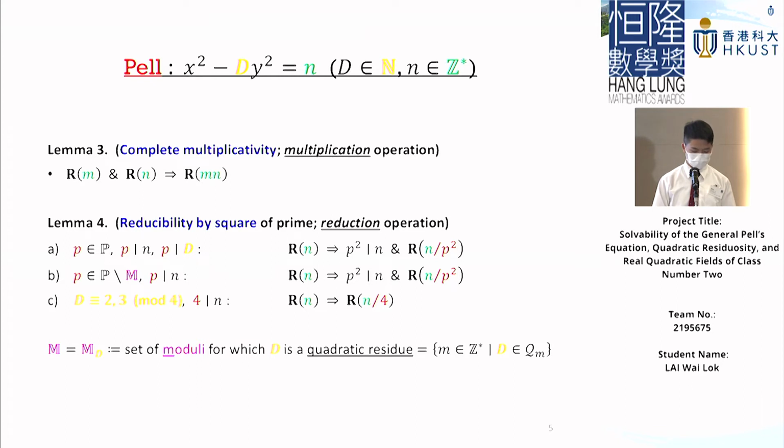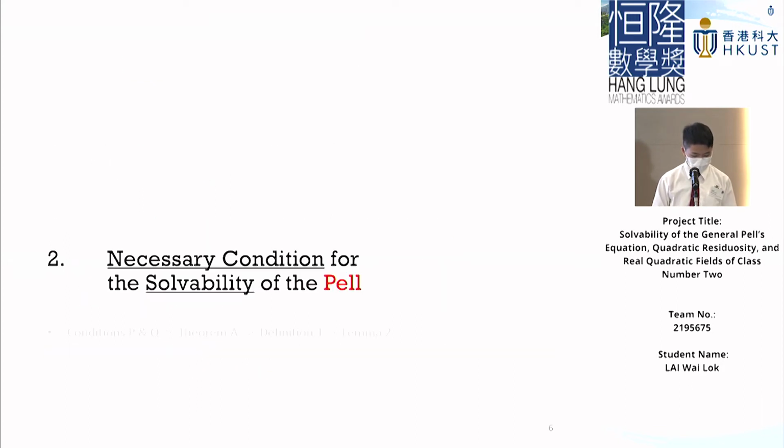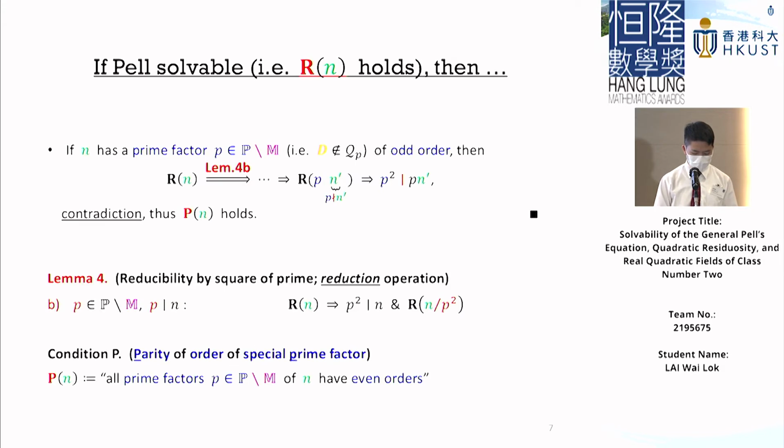Bearing lemmas 3 and 4 in mind, I shall now start with a solvable Pell to deduce two necessary conditions, to be called conditions P and Q, forming my first main result, Theorem A. Recall that M is the special modulus set just defined. If n has a prime factor P out of M and of odd order, then reducing Rn repeatedly via lemma 4b will eventually contradict that P has odd order, forming a contradiction. Thus, the order must be even. I call this result condition Pn.